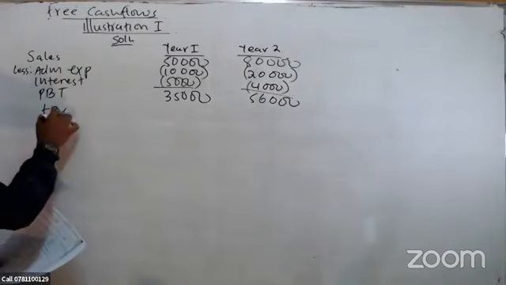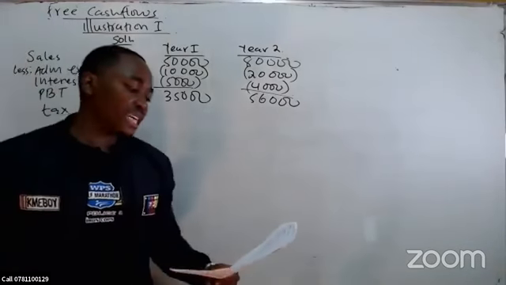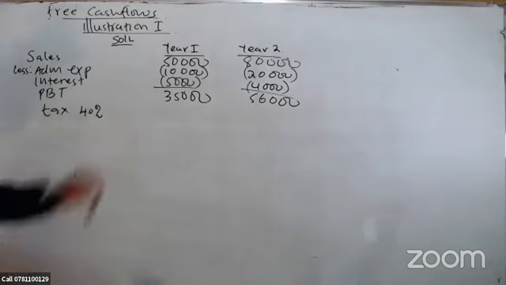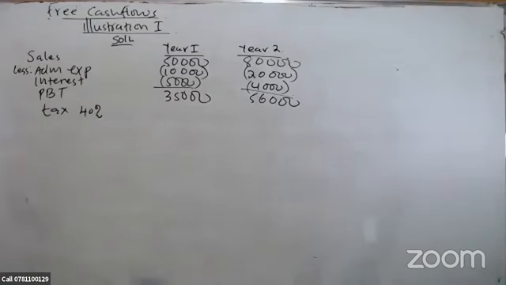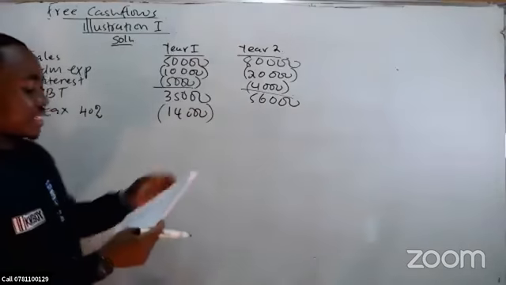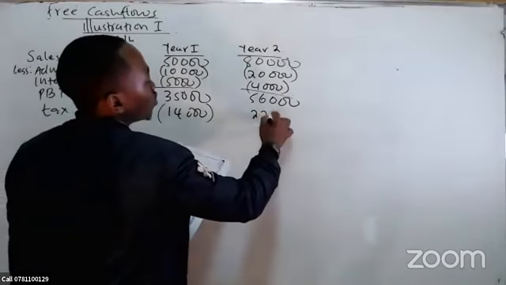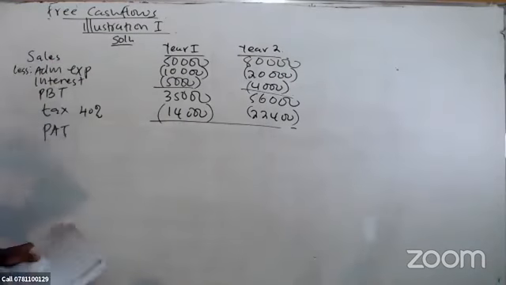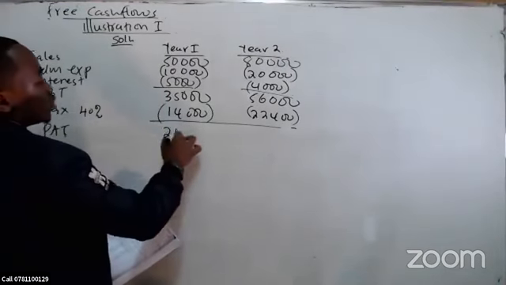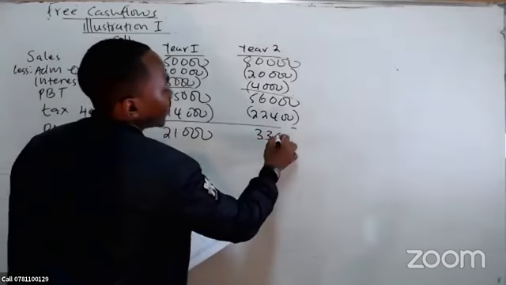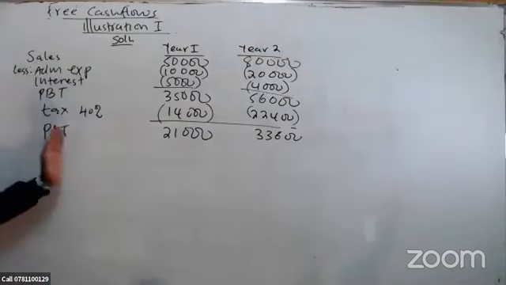Then we deduct the tax. We are told that the corporate tax rate is 40%. 40% of that 35,000 is how much? I think this one is 14,000. And also 40% of 56,000, you get 22,400. So now we can get the profit after tax. In this case, you get 21,000. 56 minus 22,400, you get 33,600. Now, those are the profit after tax.